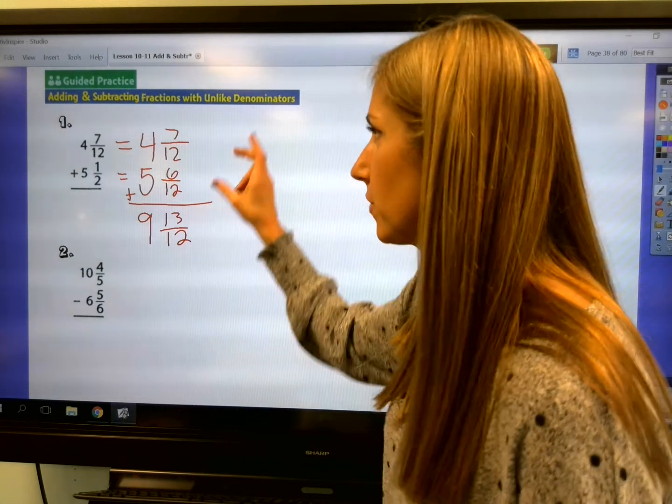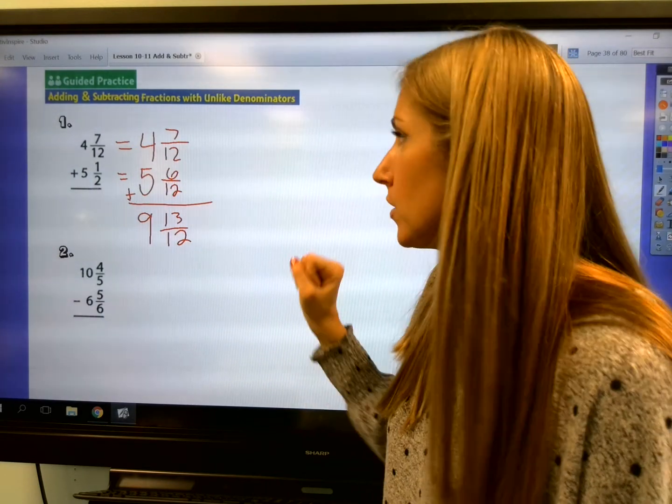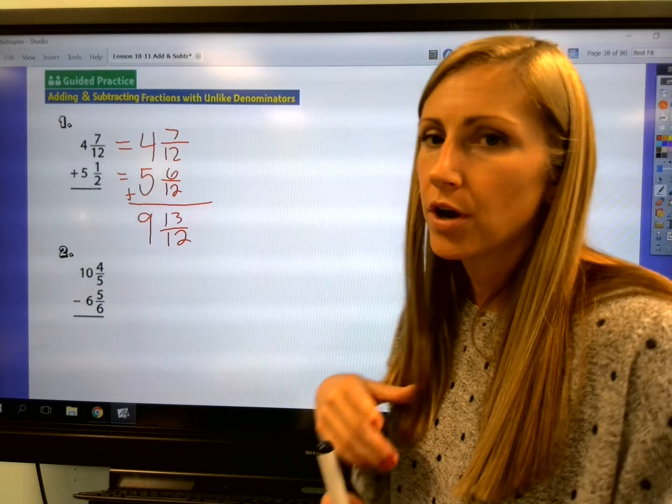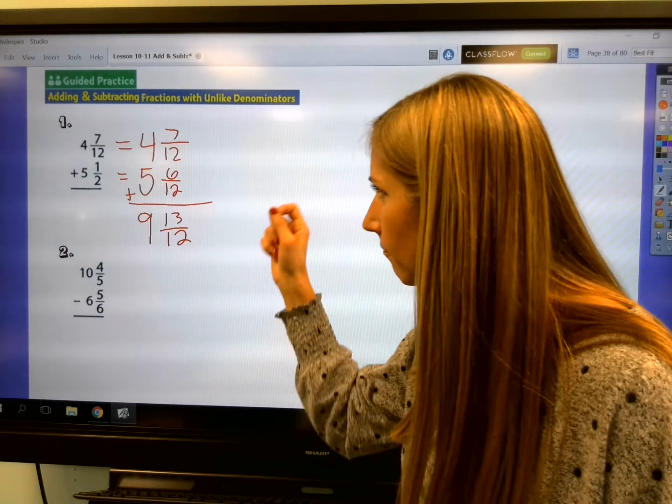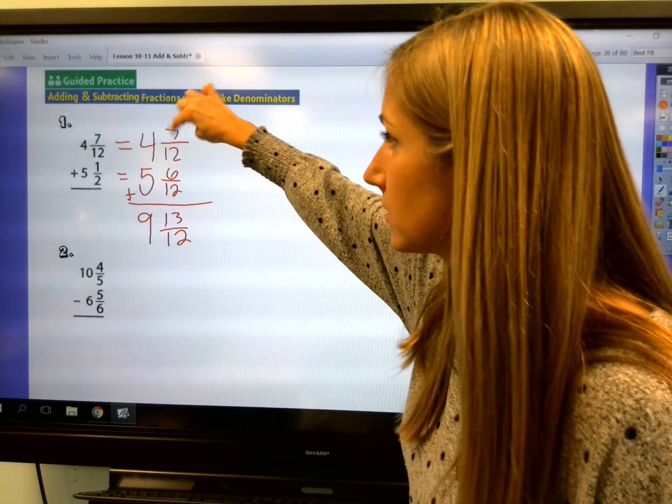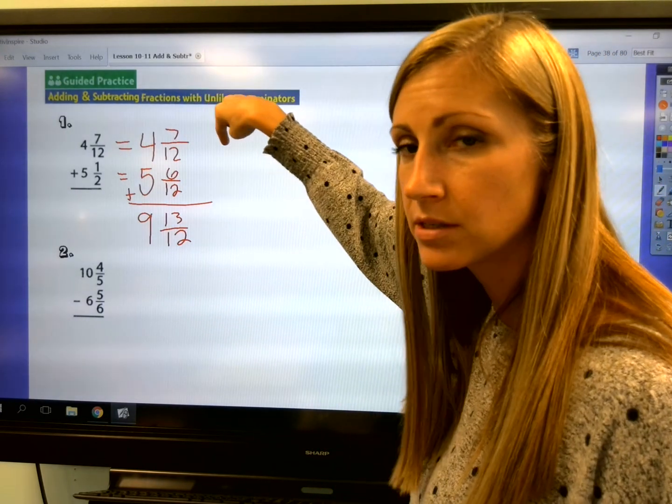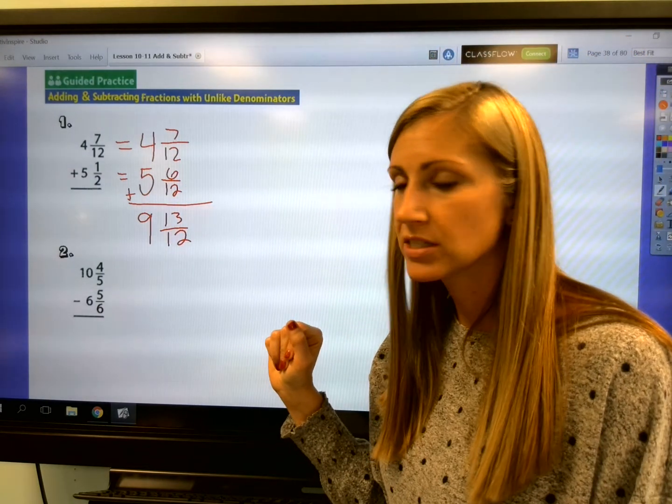So before we even do that, check this out. Did you use a common denominator of 12? You could use 24. You could use lots of different options that 2 and 12 have in common as a multiple, but 12 is the smallest one. So your numerator would stay the same. This whole fraction would stay the same because the denominator already is 12. And then for 5 1/2, it would become 5 and 6/12.